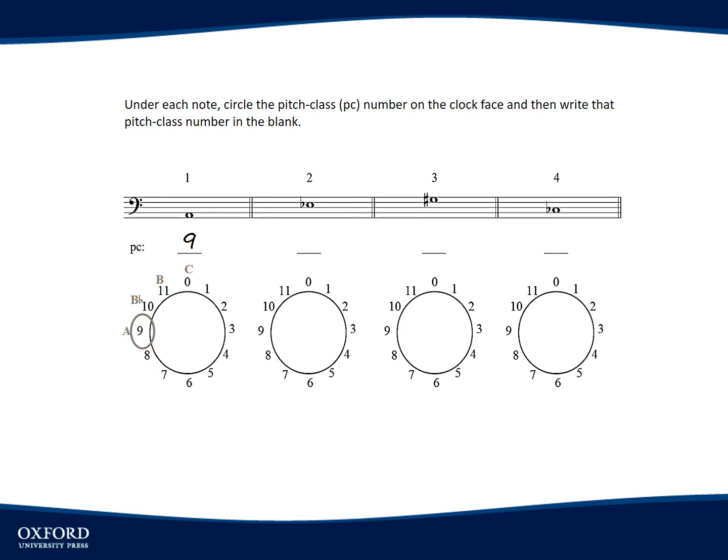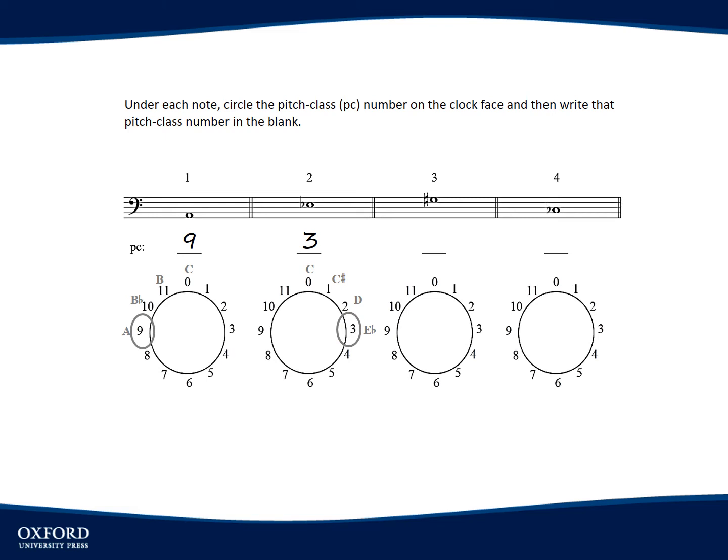Let's move on to number 2, the pitch E flat. Again, we'll start with C for pitch class 0, then go up a half step to C sharp or D flat, D, and then to our note E flat, which is pitch class 3. We can now circle 3 on the clock and write 3 in the blank.